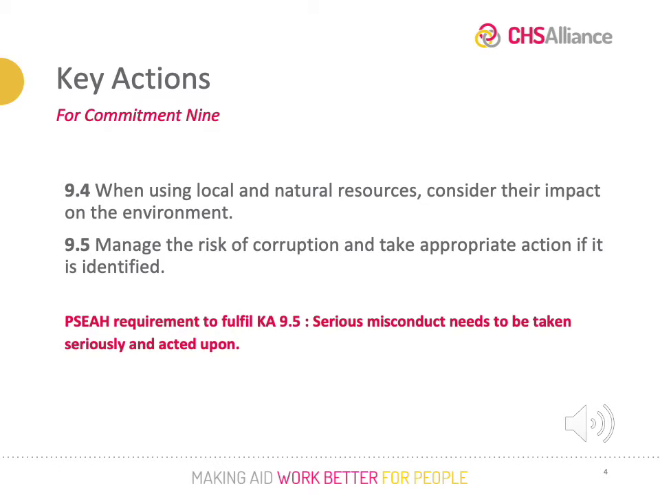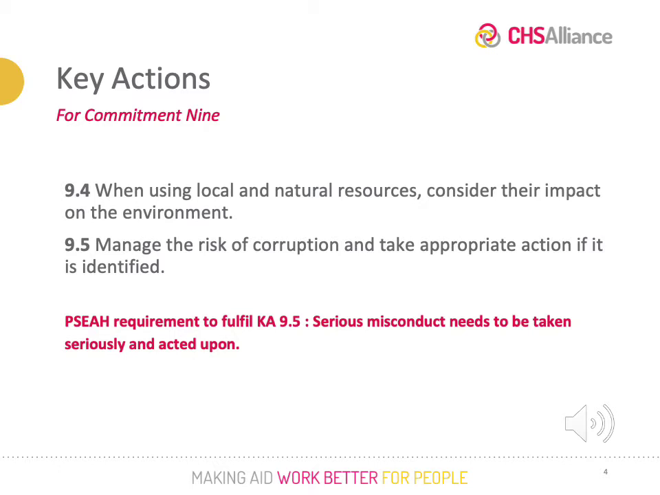Key Action 9.4. When using local and natural resources, consider their impact on the environment. Do you carry out environmental impact assessments and include environmental considerations in the design of programs and activities? Do you consider how the impact on local and natural resources is monitored? What actions do you take to mitigate negative impact? This is closely related to Organizational Responsibility 3.6 on potential and actual unintended negative effects.